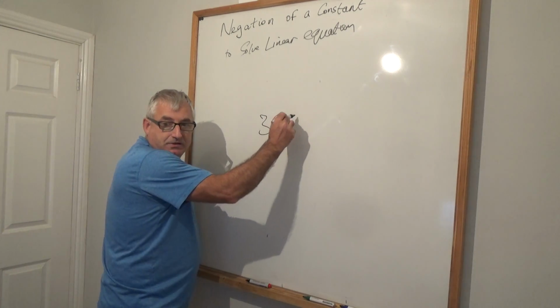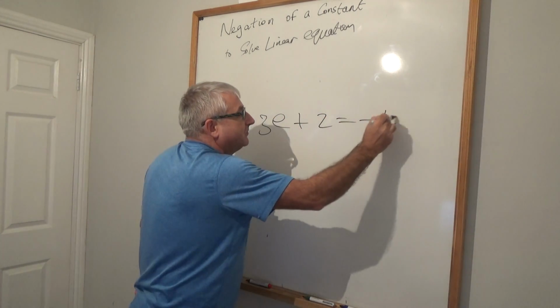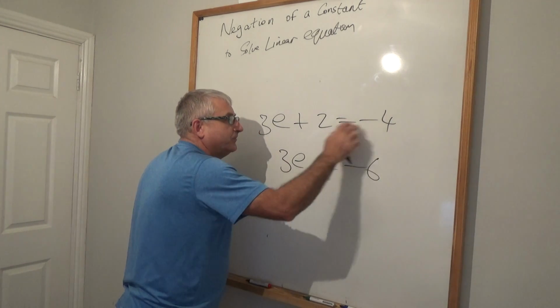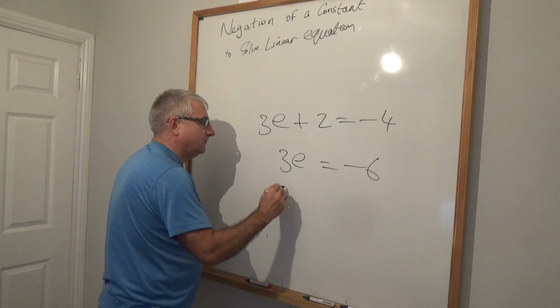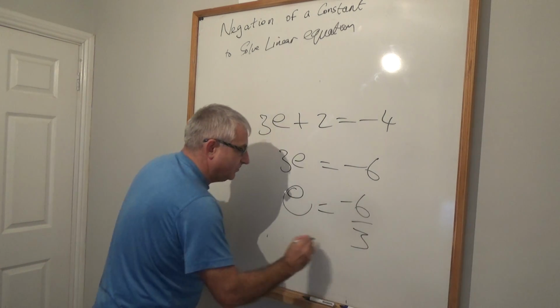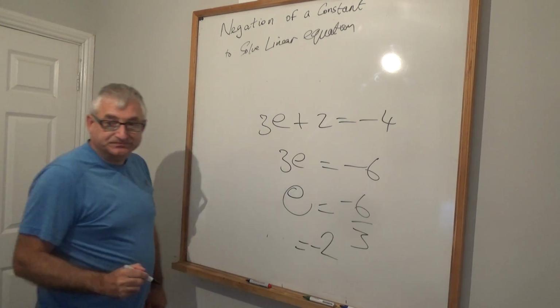3e plus 2 equals negative 4. Negate: 3e equals negative 6. That would be negative 4, negative 2 is negative 6. Reciprocate: e equals negative 6 over 3, which is equal to negative 2.